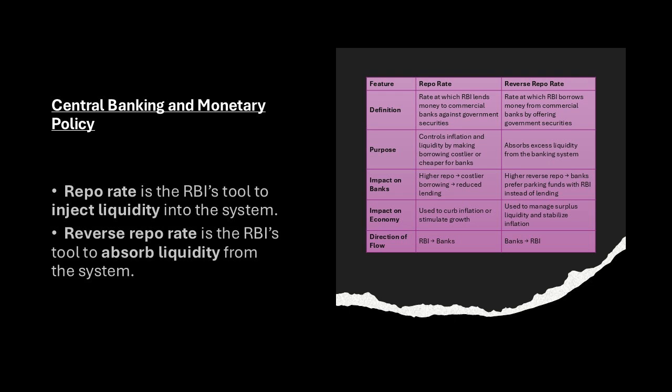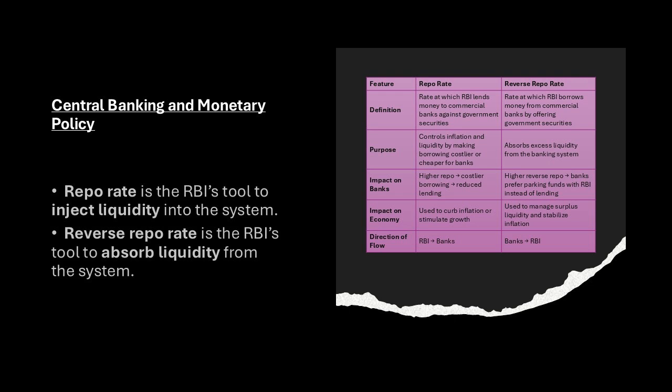Repo rate is a tool to increase the liquidity in the system. It means the rate at which RBI lends money to the commercial banks against the government securities. In layman's language, it is a tool in which it releases more money to the system. So, what is reverse repo rate?